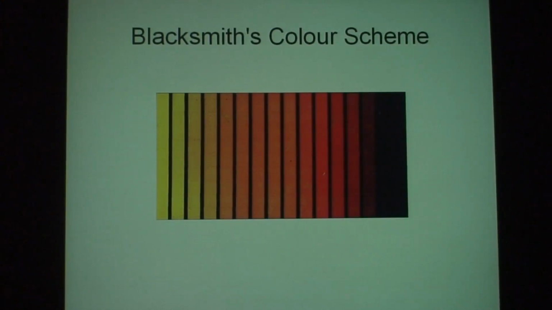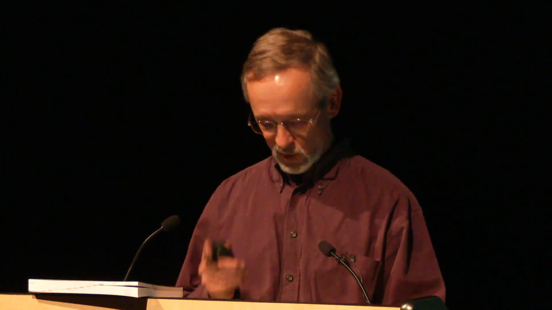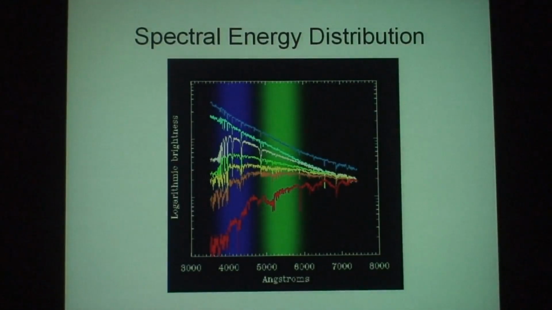So now we know that we can probably use the color of an object as a proxy for its temperature. So, the hot stars are white or even blue-white. You can see them up here. The very cool stars are deep red down here. These are the spectra of different stars.